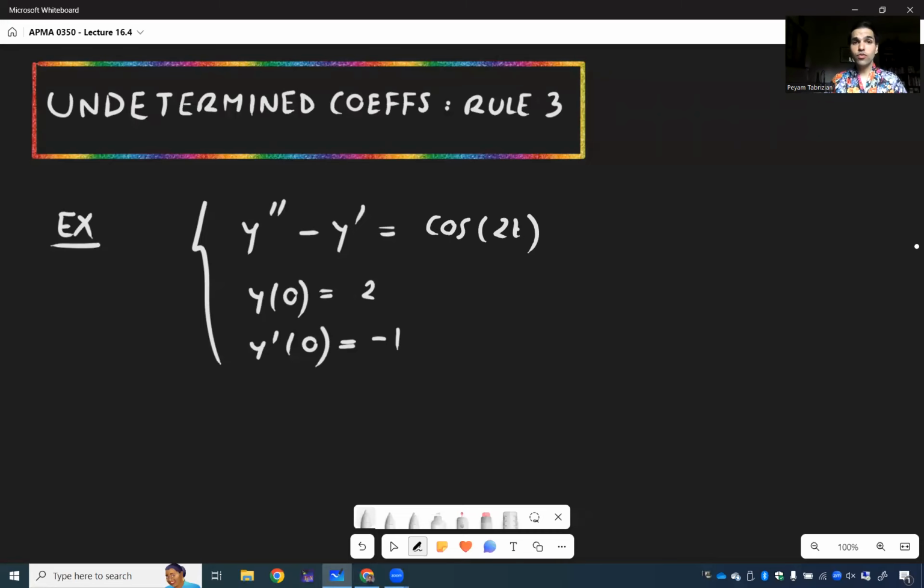Our third and last rule for undetermined coefficients deals with cosines and sines. In particular, let's solve the following equation with initial conditions.